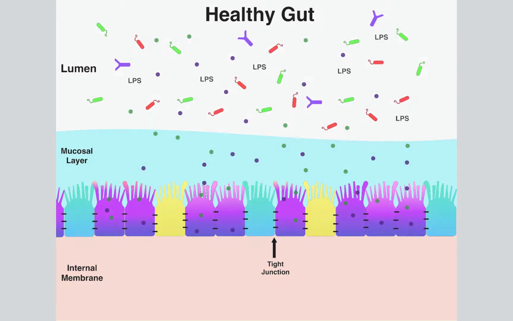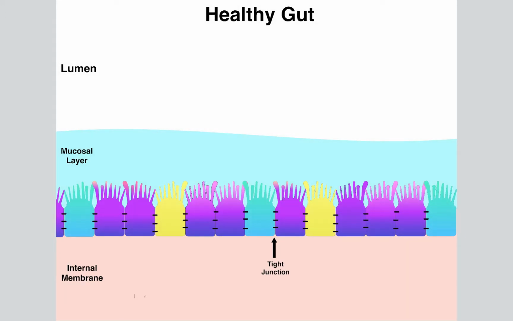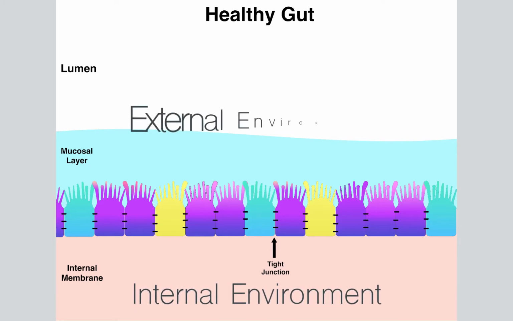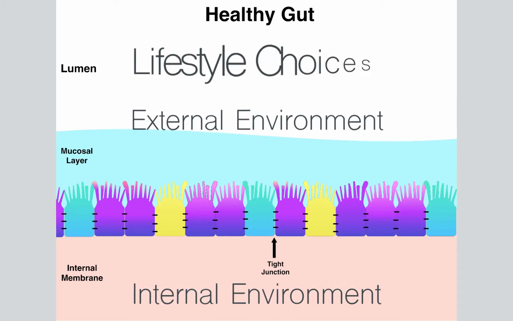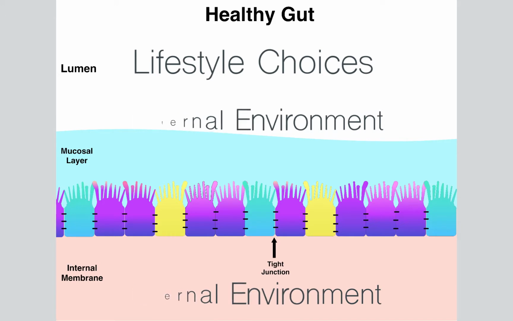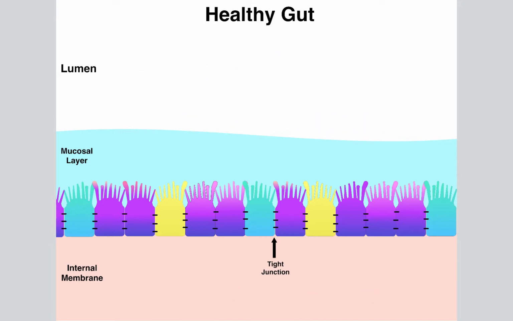Even though there are many complex processes going on at this level, let's work on the basic functions and getting an idea of the big picture so we can understand how our internal environment, our external environment, and our lifestyle choices affect the health of our intestinal cell wall. So let's take a look at the anatomy of a healthy gut mucosa.